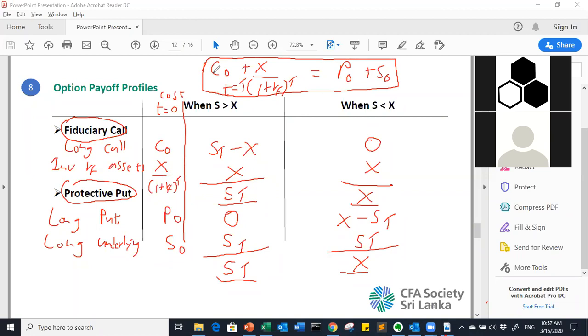Just keep in mind the put call parity is coming from that fiduciary call and the protective put. If you forget the formula, this is how you can understand how to arrive at it. Just remember the definition of the fiduciary call and the protective put, and then you should be fine. Any question? Is that okay? This is a very useful result. A lot of questions will be based on this as well.